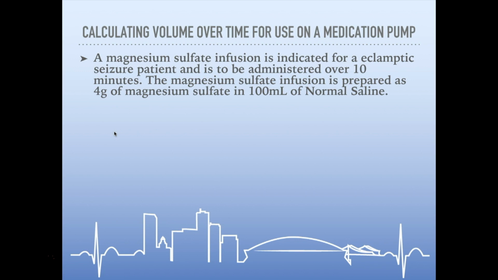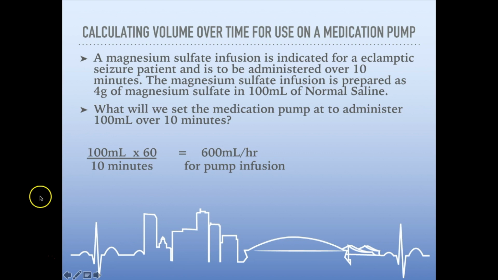A magnesium sulfate infusion is indicated for an eclamptic seizure patient and is to be administered over 10 minutes. The magnesium sulfate infusion is prepared as 4 grams of magnesium sulfate in 100 milliliters of normal saline. We'll set our formula up, and you can see we have 100 milliliters for our volume. We'll multiply that by 60 for our time coefficient, and we'll divide that by our total time in minutes, which is 10. When we calculate that, we'll set our pump at 600 milliliters an hour to make sure that we give our magnesium over 10 minutes.